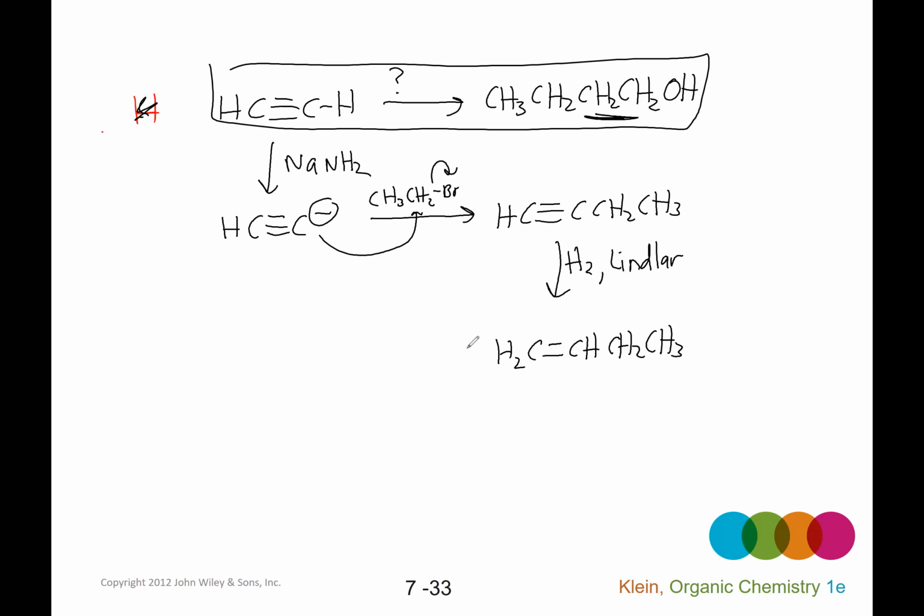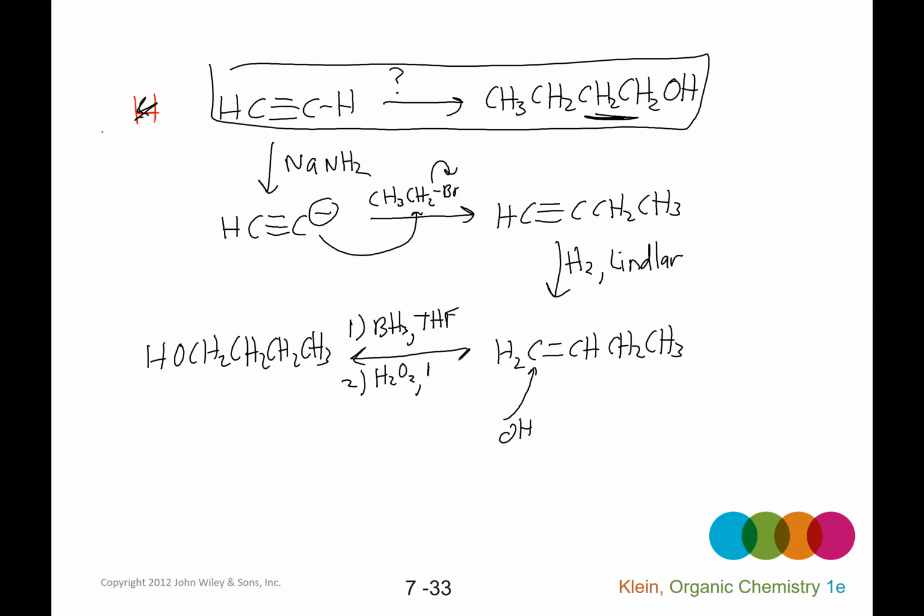And now we can get the final product, 1-butanol. So you see that requires addition of OH to the less substituted carbon, right? It requires the addition of OH to the carbon with the greater number of hydrogens. So we know how to do that. Anti-Markovnikov addition of water, BH3, borane in the THF solvent, followed by hydrogen peroxide in basic solution. All right, that does it.